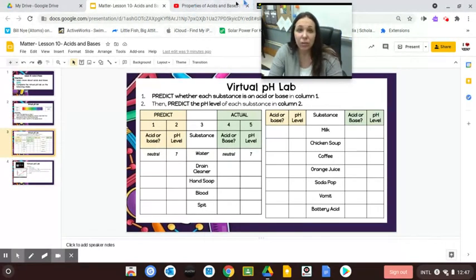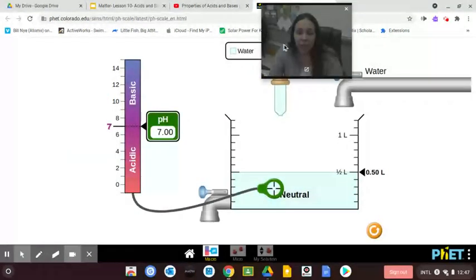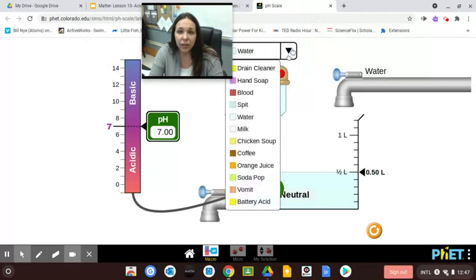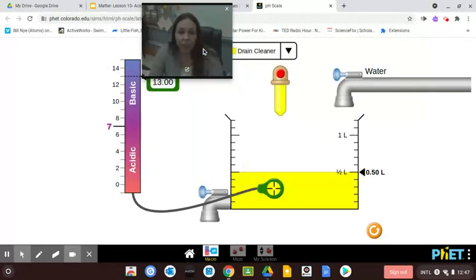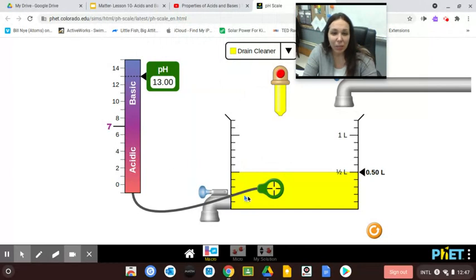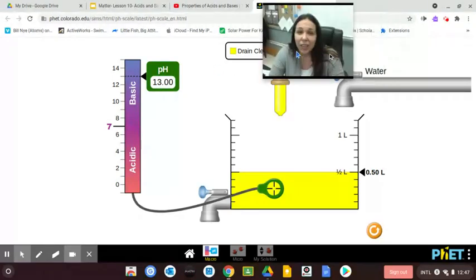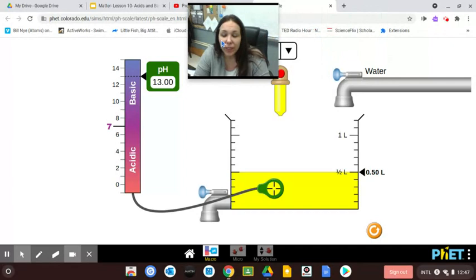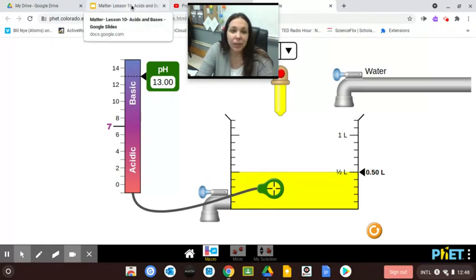So now the next one for drain cleaner, all you have to do is click on the down arrow here, click on drain cleaner, and you'll notice my meter is in the drain cleaner, and it will give you the pH reading right here on the left. So, believe it or not, drain cleaner is basic, and it's a very strong base. That's why if your parents have to use Drano to unclog your sinks, it does say on the bottle highly corrosive, poisonous. There's a lot of warnings on there. But yeah, very, very corrosive basic solution.